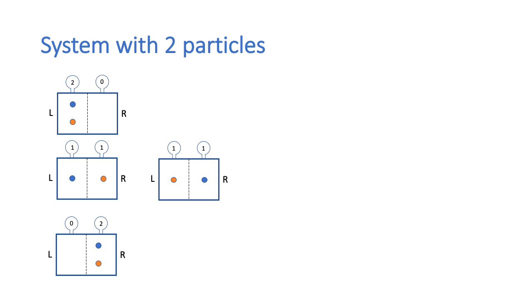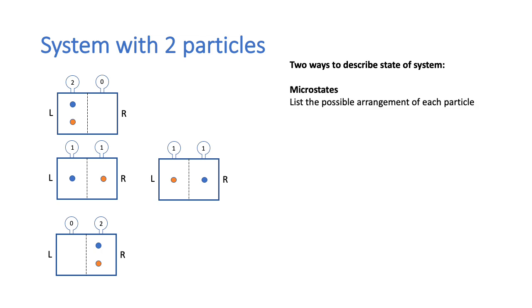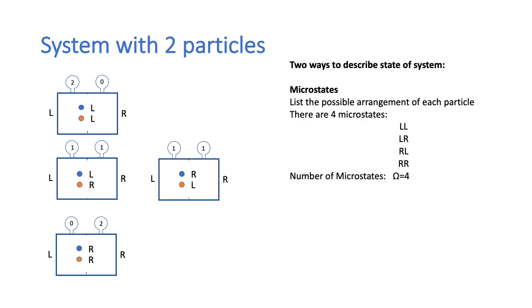Now, if we want to describe these different arrangements, there are 2 different ways we can do that. The first is what is known as the microstate. In this, we are listing the possible arrangement of each particle. So, for the first arrangement, we would say that the blue molecule is on the left, so we'll denote that by L. The red is on the left, so that would be another L. The other arrangements would be denoted variously as LR, RL, or RR. So there are 4 possible microstates: LL, LR, RL, RR. The total number of microstates will be denoted by the capital Greek letter omega, and so omega is equal to 4.